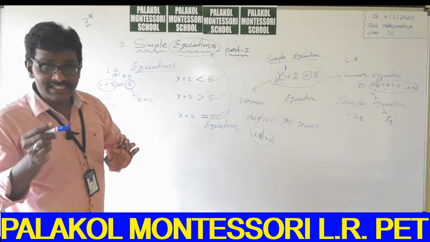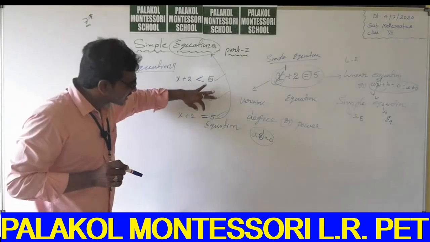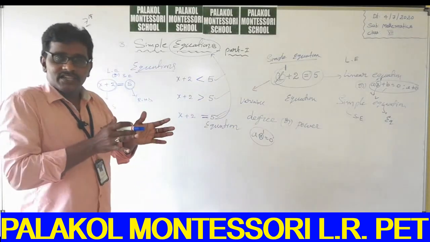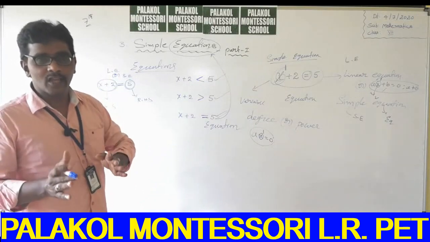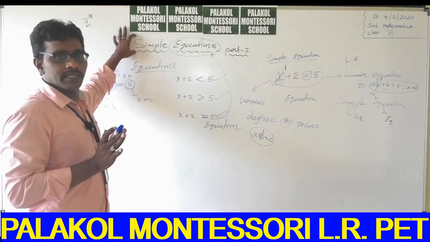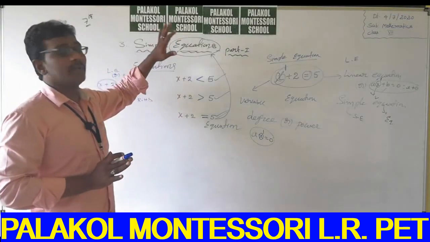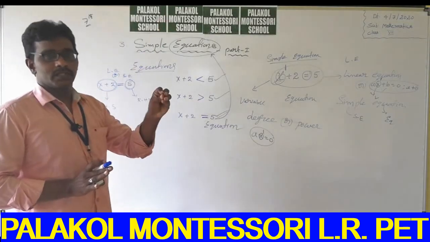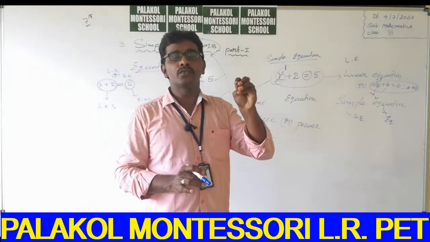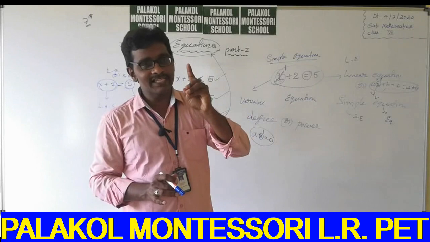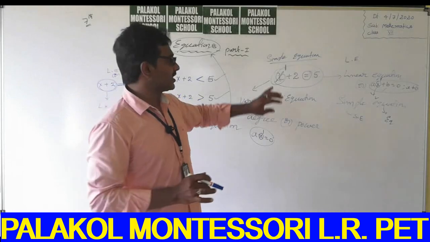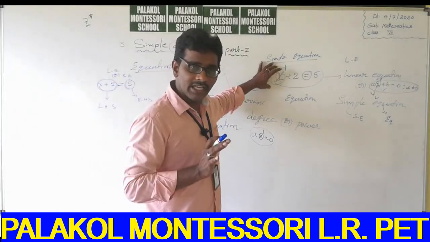In an open sentence, when you use the equal to sign, that sentence becomes an equation. There are different types of equations, but according to your textbook we are given the simple equation. That's why today we discuss the simple equation, another name for linear equation. How to define a linear equation? In the equation only one variable is there, and its highest power is 1. That is called a simple equation or linear equation.